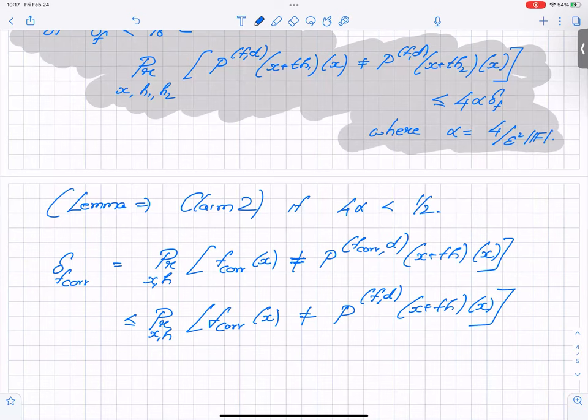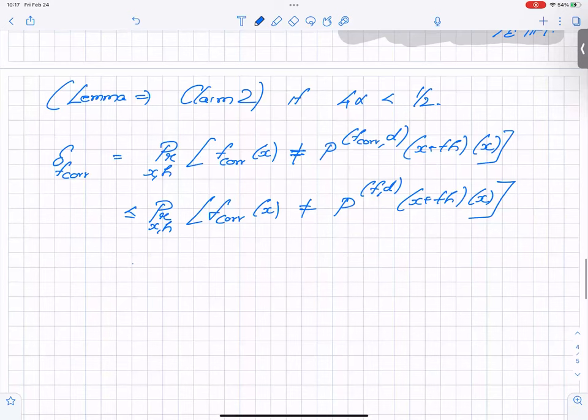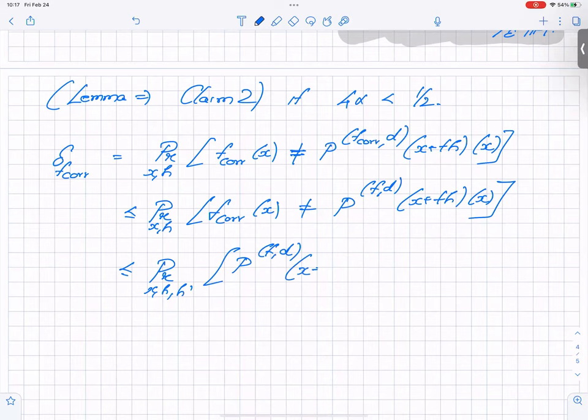Now this has been defined to be the plurality of this quantity. Therefore, you are asking what's the probability that the most popular value is equal to a random value. Certainly, that's less than the collision probability. This is less than or equal to the probability over x, h and h prime that P_FD of x plus P_H of x is not equal to the other one, which is 1 minus collision. So max is greater than or equal to the collision probability, so 1 minus max is less than or equal to 1 minus collision.